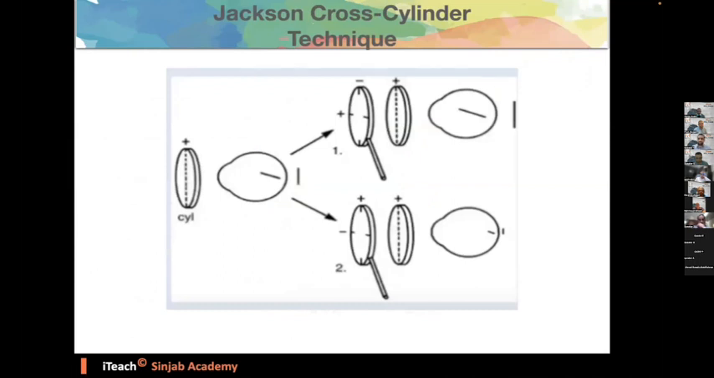Now, this picture exemplifies the importance of the circle of least confusion to be placed properly. When we put the patient and ask him about the Jackson cross cylinder, one image will be blurred for the patient, and the other image will be more clear. So that's when we do the modification.